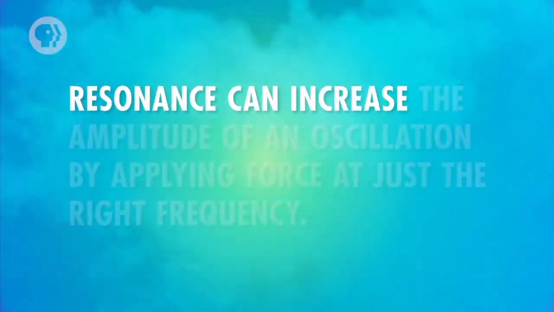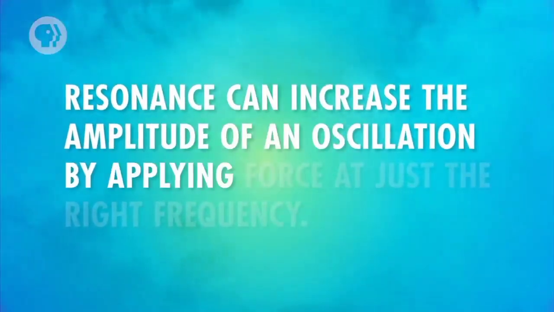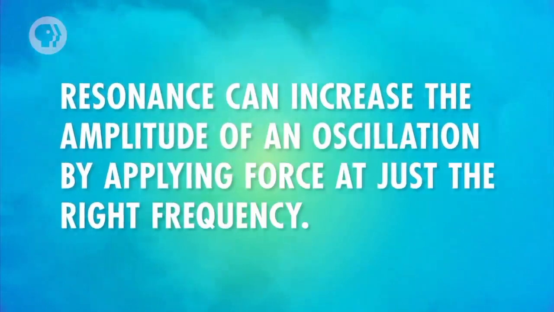Speaking of the bridge, we can now better understand what happened to it. The bridge's shimmy was the result of oscillation, but it was made worse by another culprit. Resonance. Resonance can increase the amplitude of an oscillation by applying force at just the right frequency. Kind of like how you can get a kid on a swing set to swing higher by pushing at just the right moment. The engineers of the Millennium Bridge were reminded of that the hard way. When pedestrians on the bridge started to lean into its swaying, they created resonance. They amplified the amplitude of the oscillation.